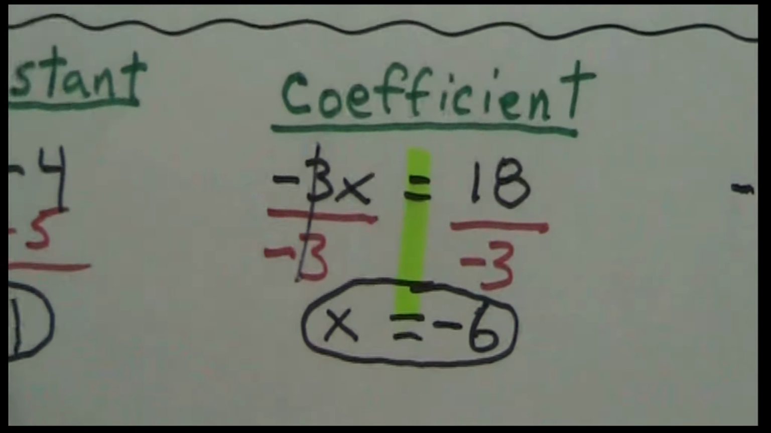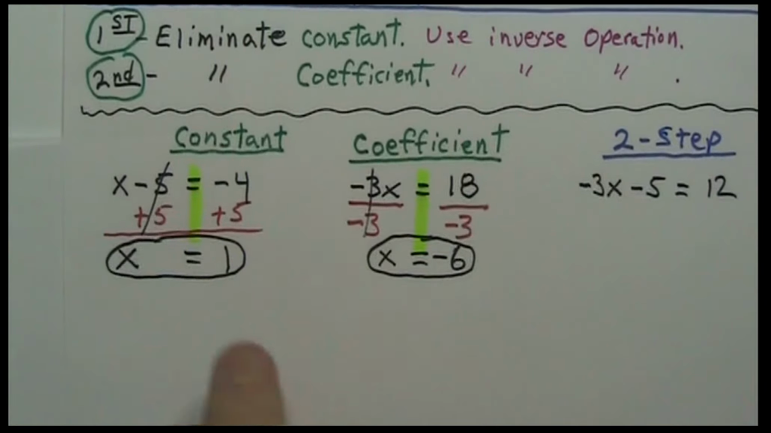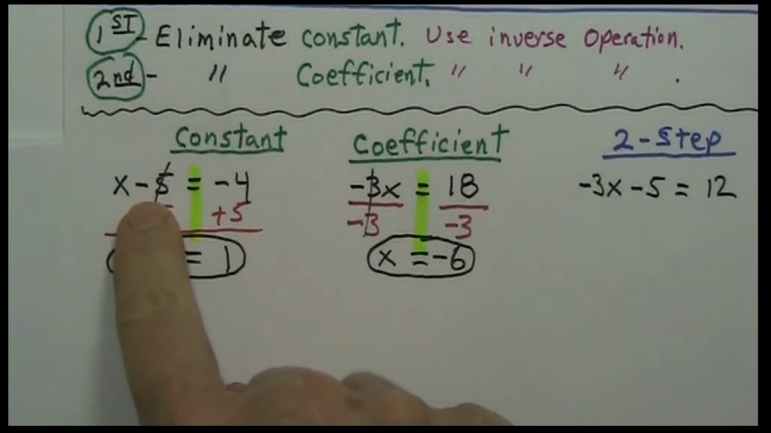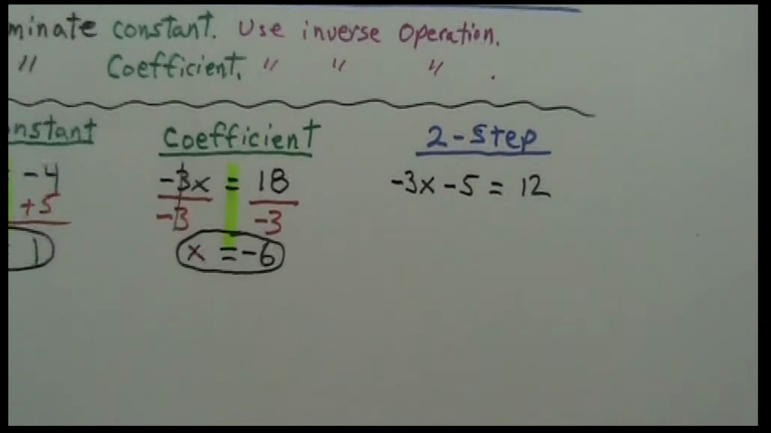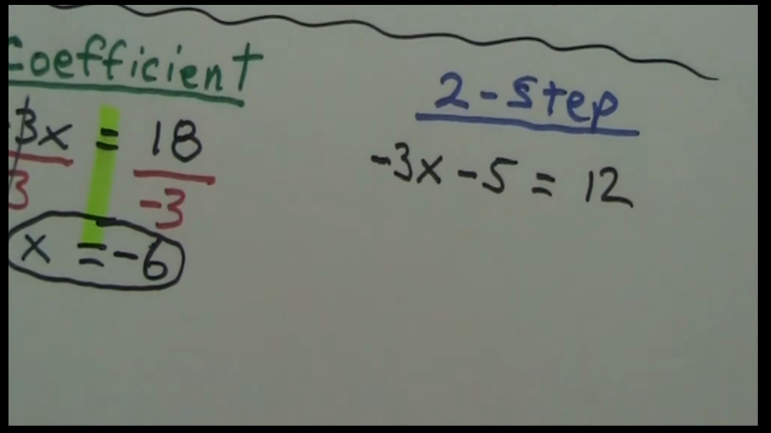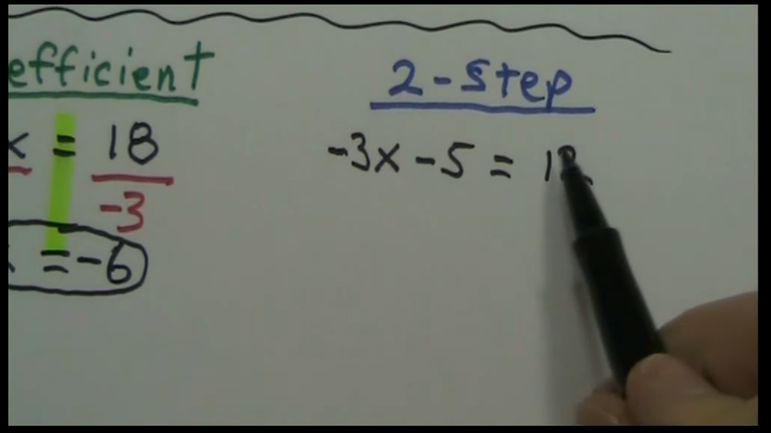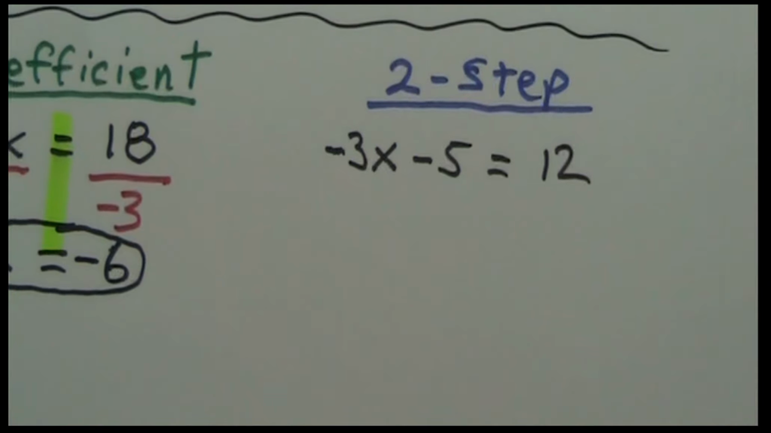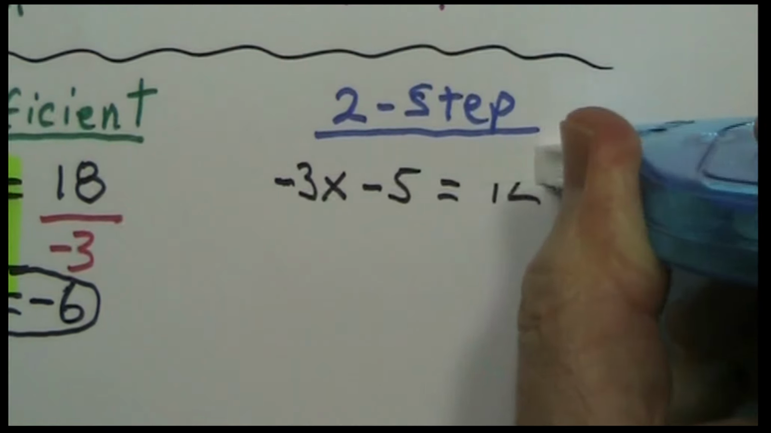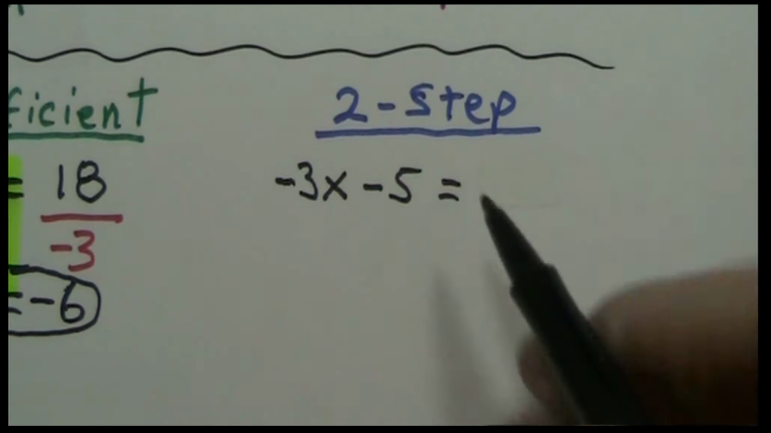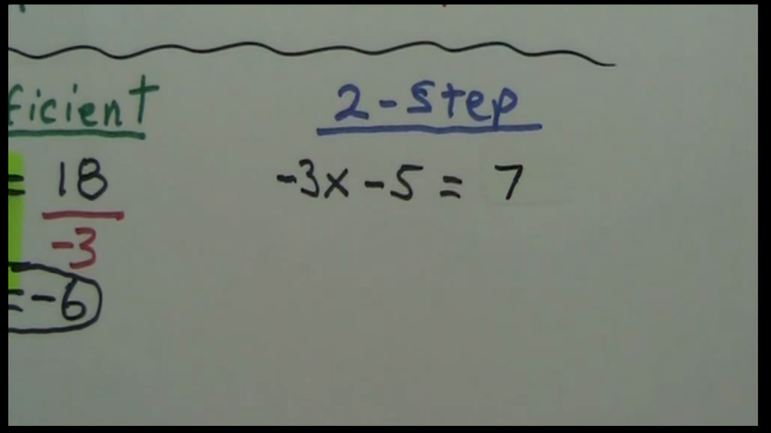Okay, now this is a two-step problem, the next one. So it's kind of like the combination of these. If I took this constant and this coefficient and I put them in an equation, it would look something like this. And you know what? I put the wrong number right here. It's not 12. Dang, I hate when that happens. Okay, I'm just going to do this live. It won't work out right. It's the number 7. This will make it work out correctly.